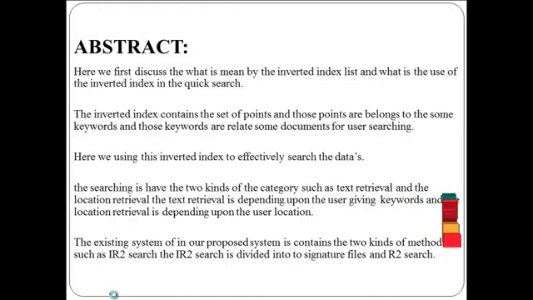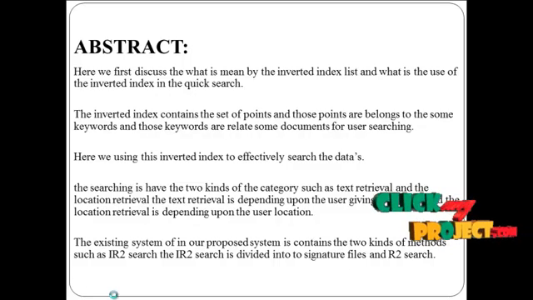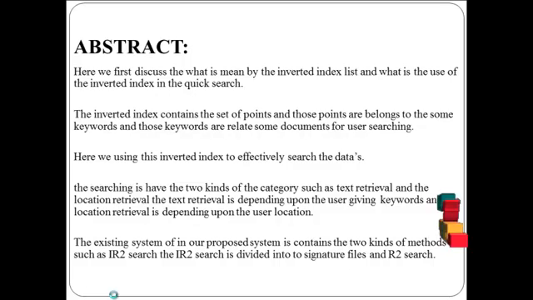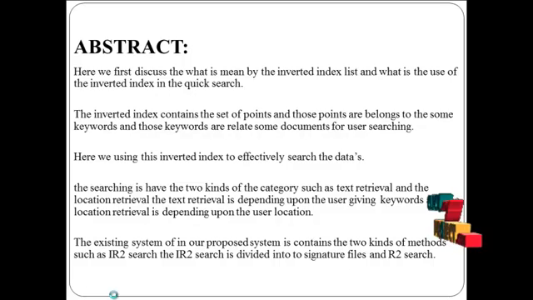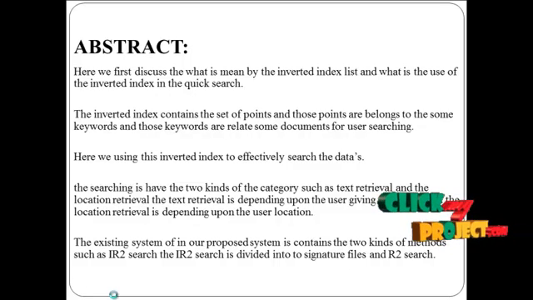Here we first discuss what is meant by the inverted index list and what the use of the inverted index is in quick search. The inverted index contains a set of points, and those points belong to some keywords, and those keywords relate to some documents for user searching. Here we use the inverted index to effectively search the data. Searching has two kinds of categories, such as text retrieval and location retrieval. Text retrieval depends upon the keywords given by the user, and location retrieval depends upon the user location.